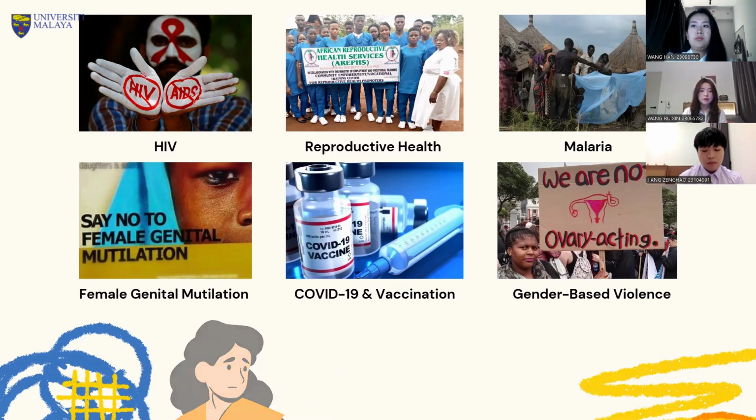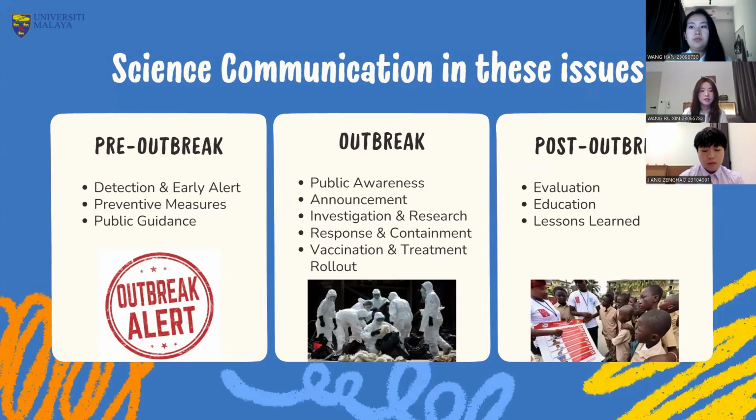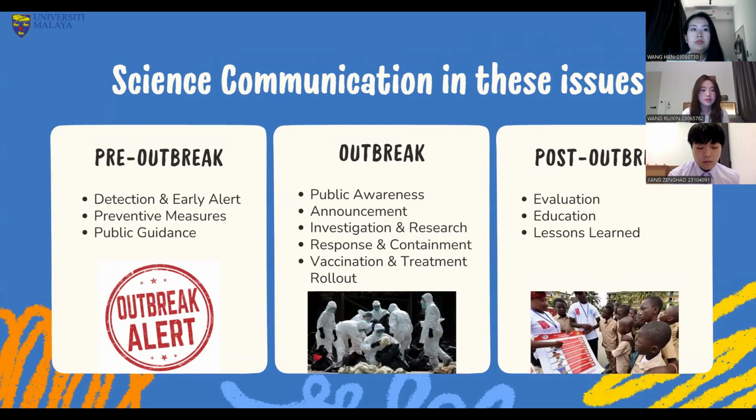Also, science communication is needed at different stages of the outbreak of any disease. As you can see in our slides, pre-outbreak we need science communication for detection and early alert, preventive measures, and public guidance. During the outbreak, we need to give public awareness and launch announcements, investigation, research, and response and containment. Like we need to report daily cases and so on. And the last one is vaccination and treatment rollout. Post-outbreak, we need science communication for evaluation, education, and lessons learned.